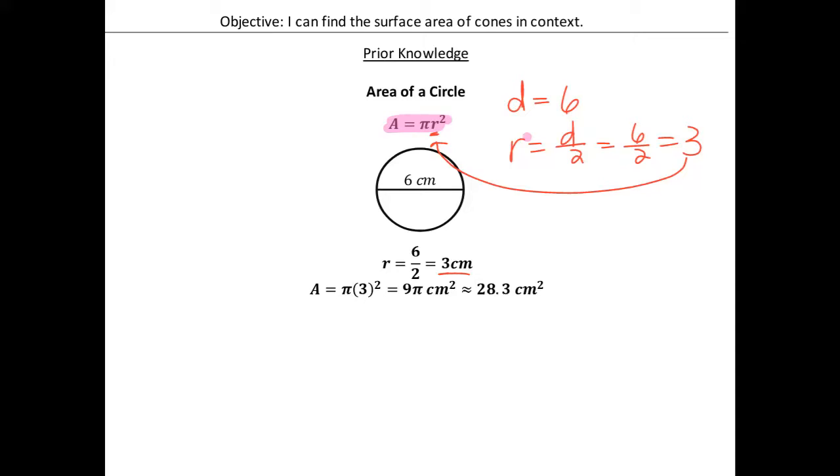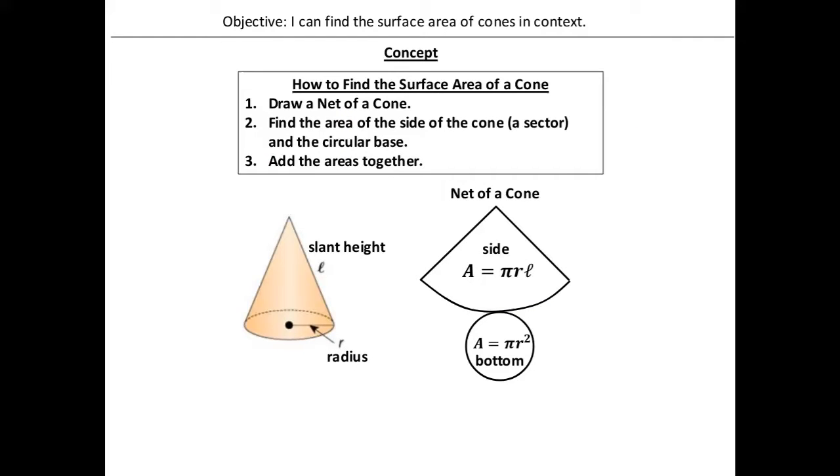And so because we have a cone with a circular base, we are going to be finding the area of the circle. So we need the formula, okay? If we look at the net of the cone, we are going to draw the net, find the area of the side of the cone, which is called the sector, and find the circular base as well. And then you're going to add the two areas together.